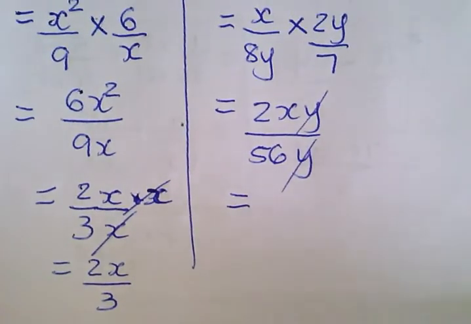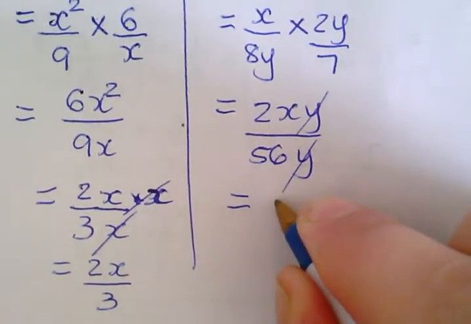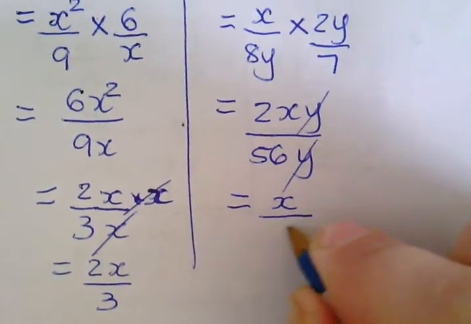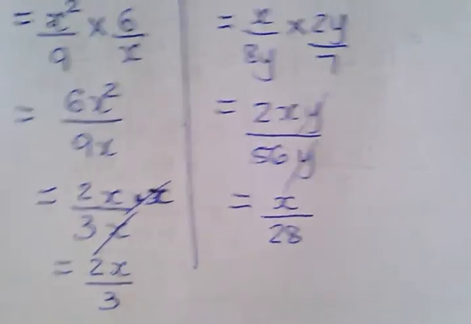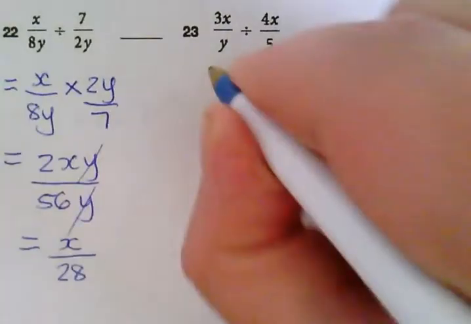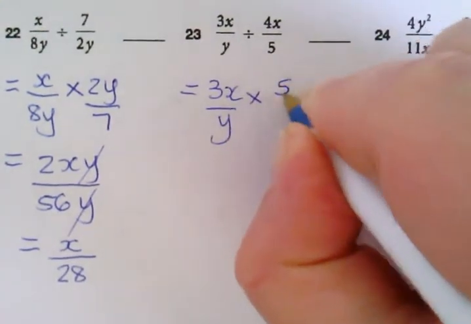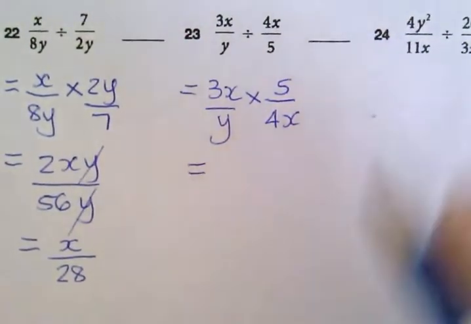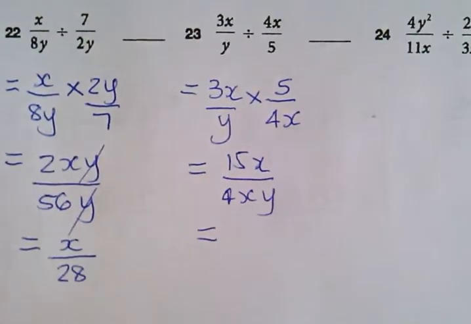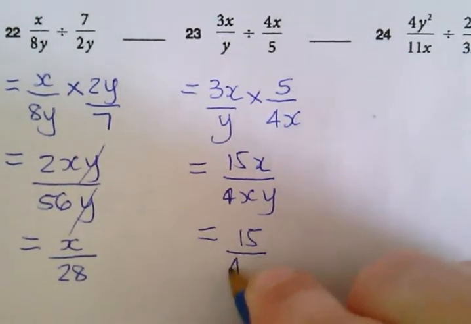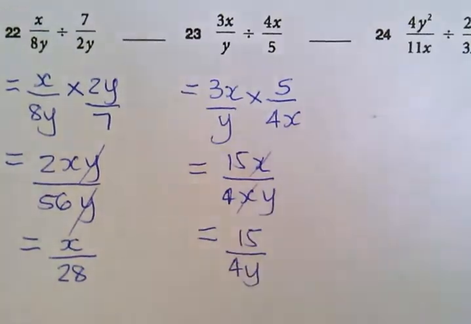Okay, what have we got here? 2x over 56. The y's cancel. Well, they're both even. So 2 over 56 is 1 over 28. So it's x over 28. These last two, 3x over y times 5 over 4x. If you can just do them on your own and then just check when they're done. Okay? And the x's cancel, and we're just left with 15 over 4y because the x's cancel.